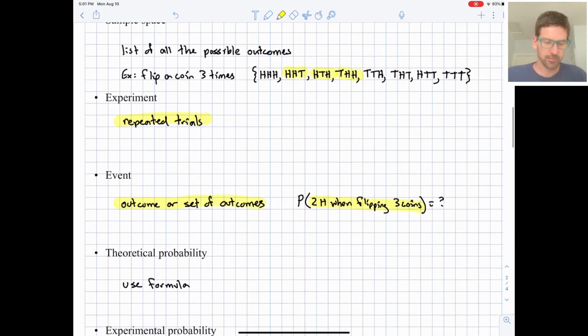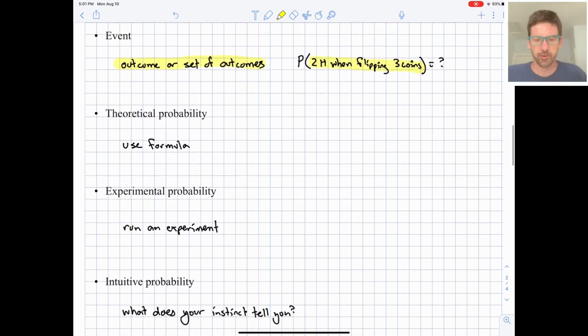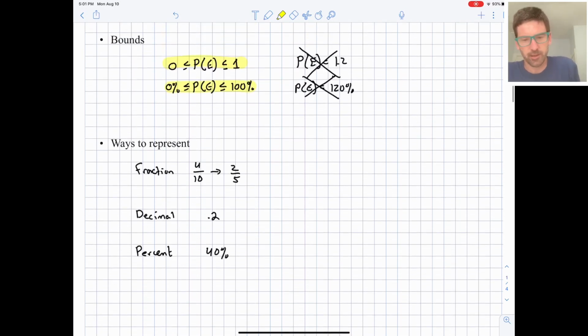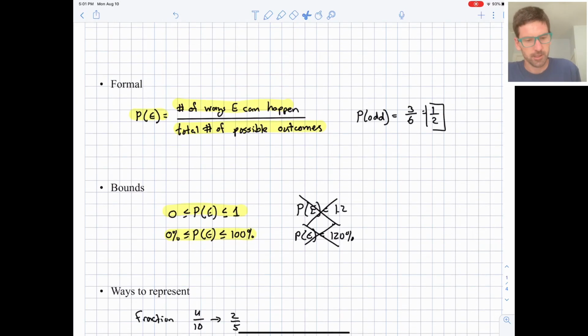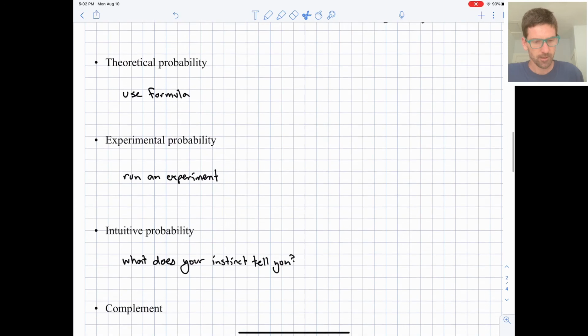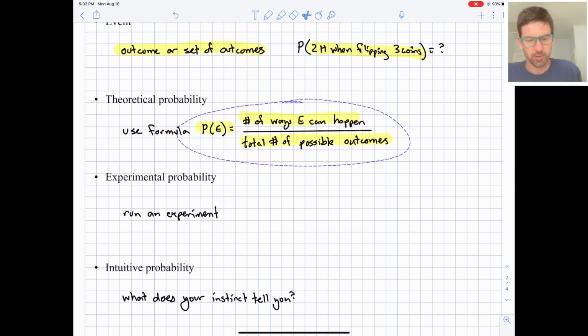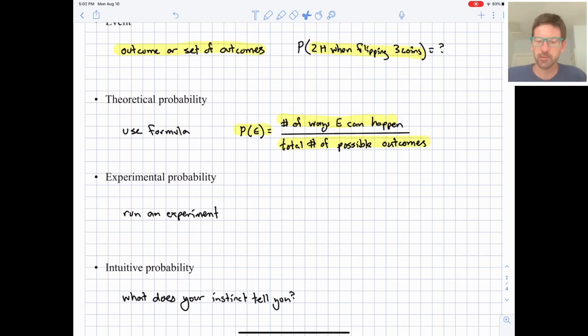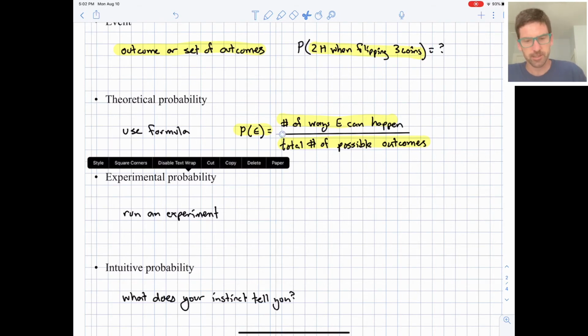So the theoretical probability, we're just going to use that formula, and I'll copy down the formula that we had above. This is really one of our most important formulas to know. So the probability of something is just the number of ways that thing could happen divided by the total possible outcomes. So let's find the probability of getting 2 heads.